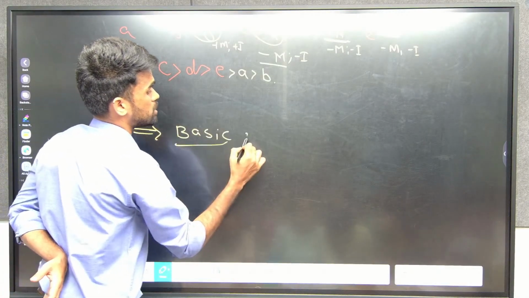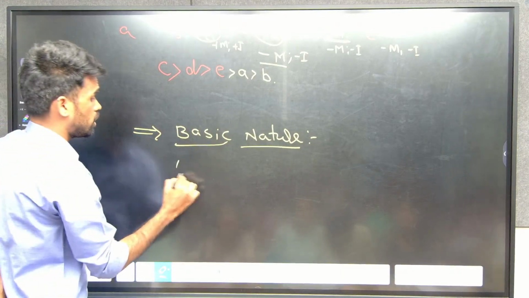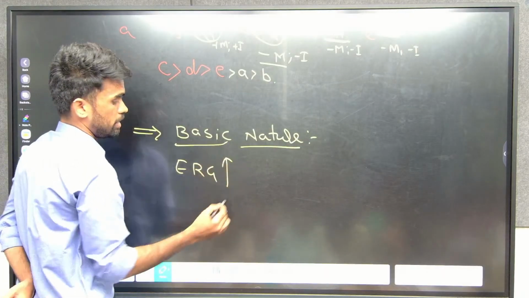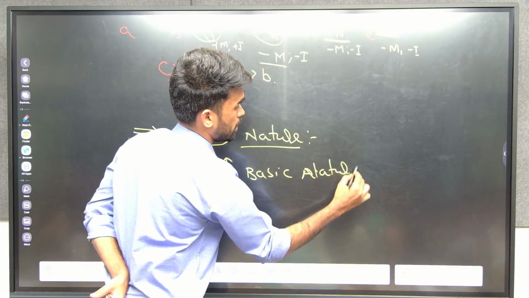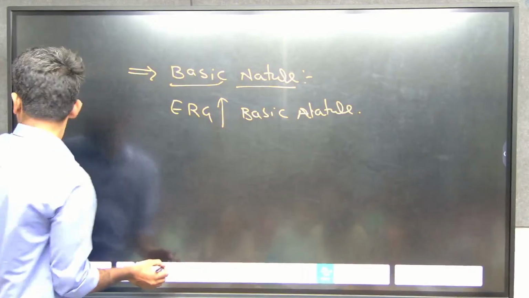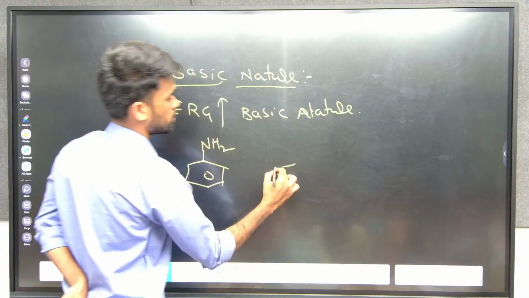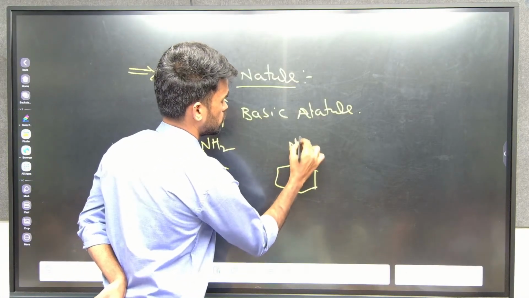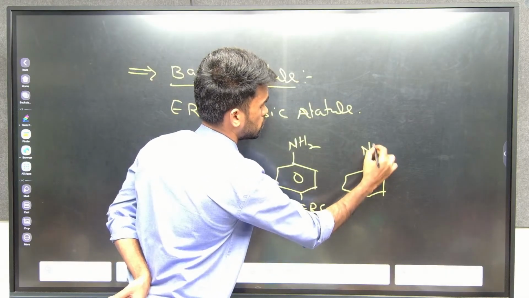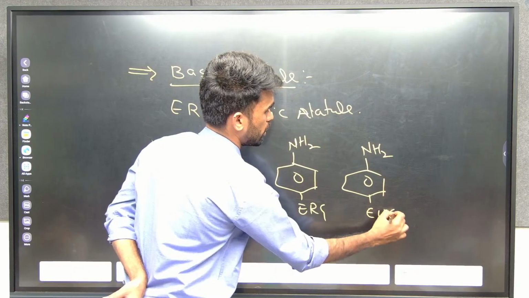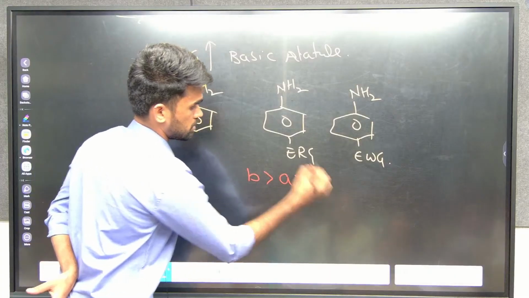Now tell me about basic nature. What did I tell you about the basic nature order? Electron releasing groups increase basic nature of amines or whatever the organic bases. See, let me write the structures. NH2 no group, NH2 electron releasing group, NH2 electron withdrawing group. What is the order? B, C. Okay.